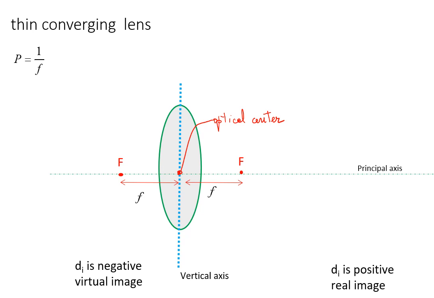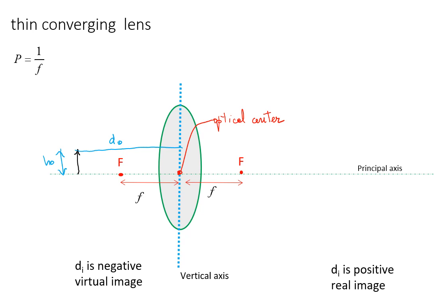Now consider an object here, for example an arrow, which is at a distance dO from the vertical axis and whose height is HO. We want to know where and how this object is imaged by the thin lens. To this end, we use the three rules of ray diagram.